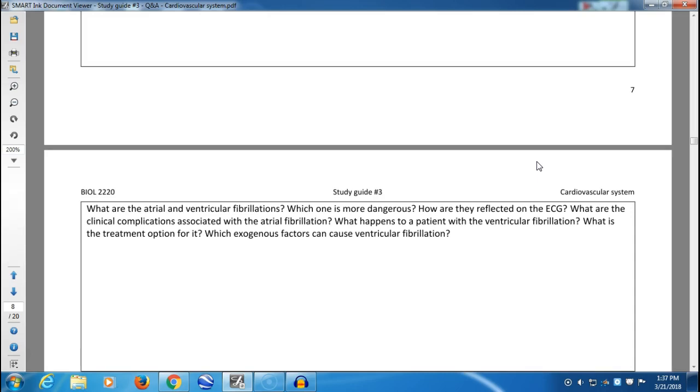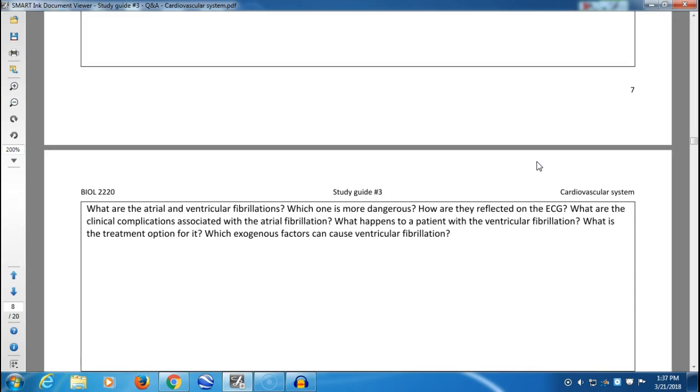AFib, what would you see? You will see regular rhythm, but you will see parts of QRS complex, right? And you will see T wave. You won't see probably P wave, normally, okay?